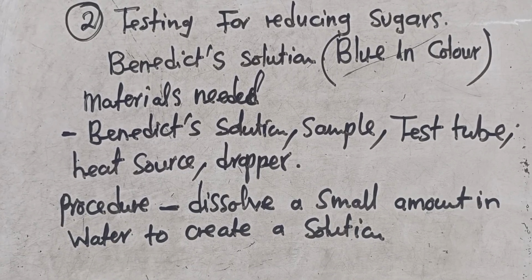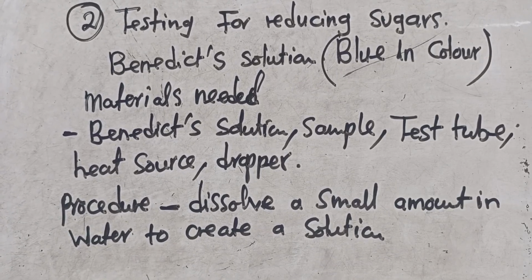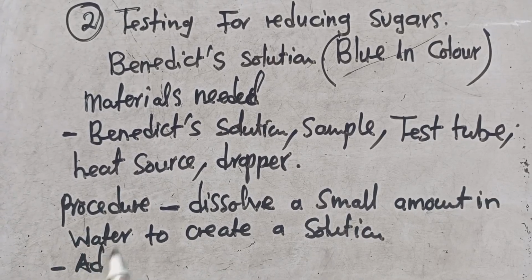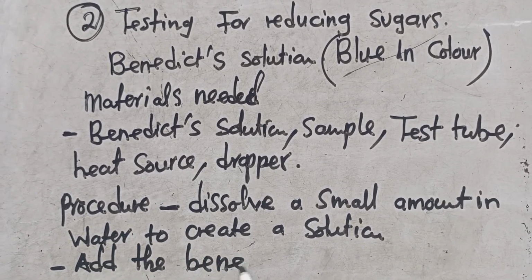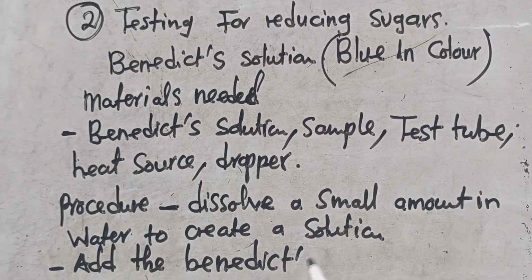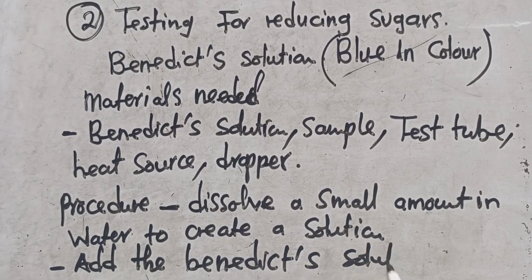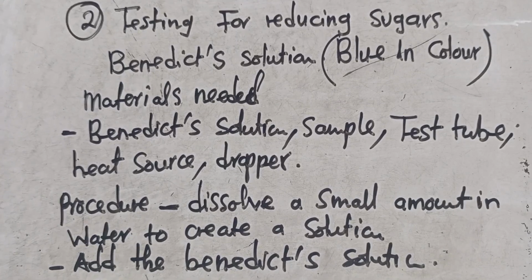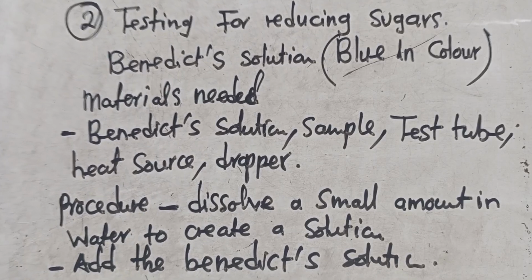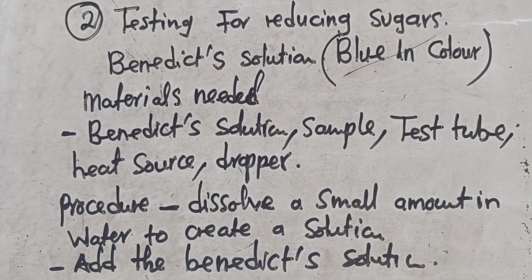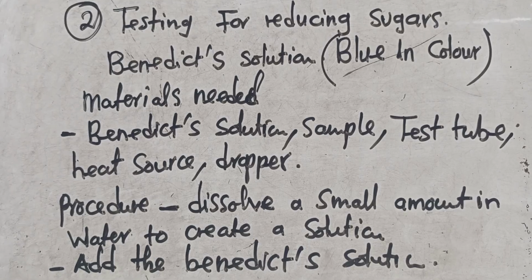After that, you add the Benedict solution. The next procedure is to add the Benedict solution in the same test tube. You combine about 2 milliliters of the sample with the Benedict solution.